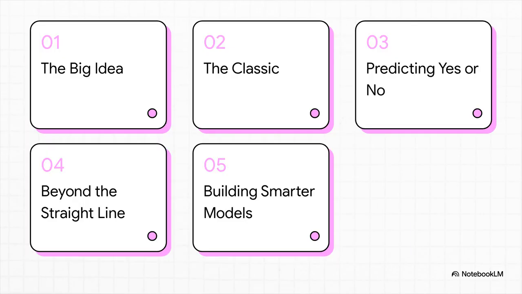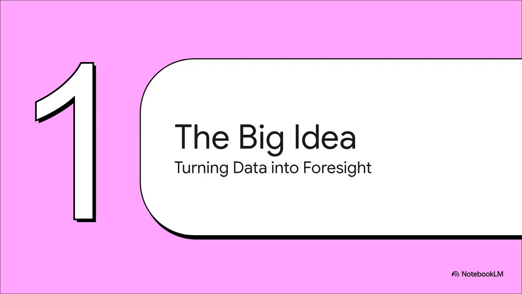So here's the game plan for our journey. We'll kick things off with the big idea. Then we'll dive into the classic straight-line model, before completely shifting gears to predicting simple yes or no answers. After that, we'll see what happens when data gets messy and complex, and we'll wrap up by looking at how to build smarter, much more reliable models.